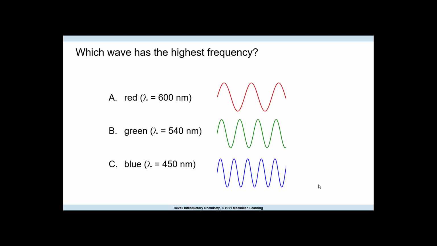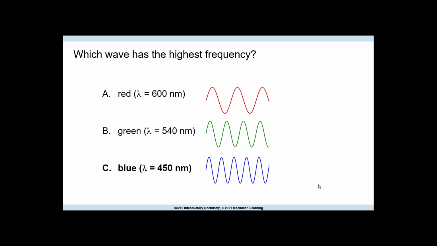Okay, so which wave has the highest frequency? It should be really easy. You don't even need to look at the numbers. Look at the waves themselves. Highest frequency is highest energy, means more waves will pass through one unit, one gate, one fence, whatever, one point, and that's going to be C.